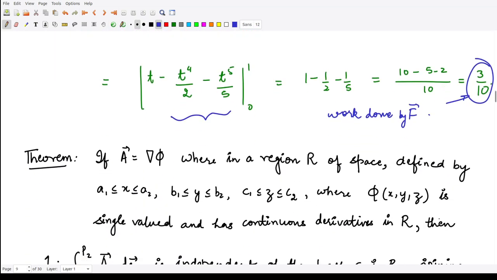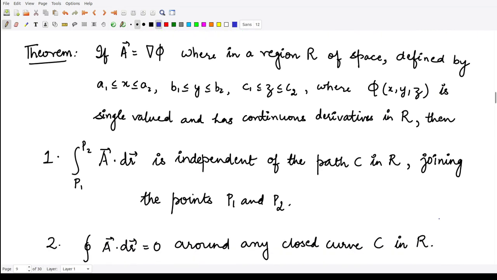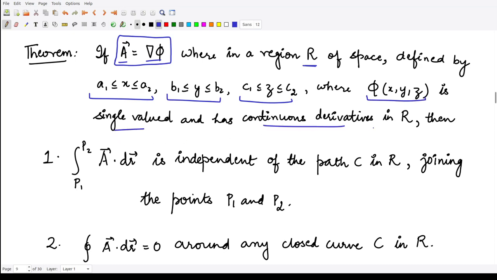Okay, so let us now discuss the next thing. The next theorem states that if your vector A is represented by the gradient of some scalar function phi, if this is possible, if you can write your vector in this way, where R is some region of space which is defined within these bounds. So we have the bounds for x, y and z, and this function phi is single valued and has continuous derivatives in R. These are the conditions on phi and the region where it is defined.